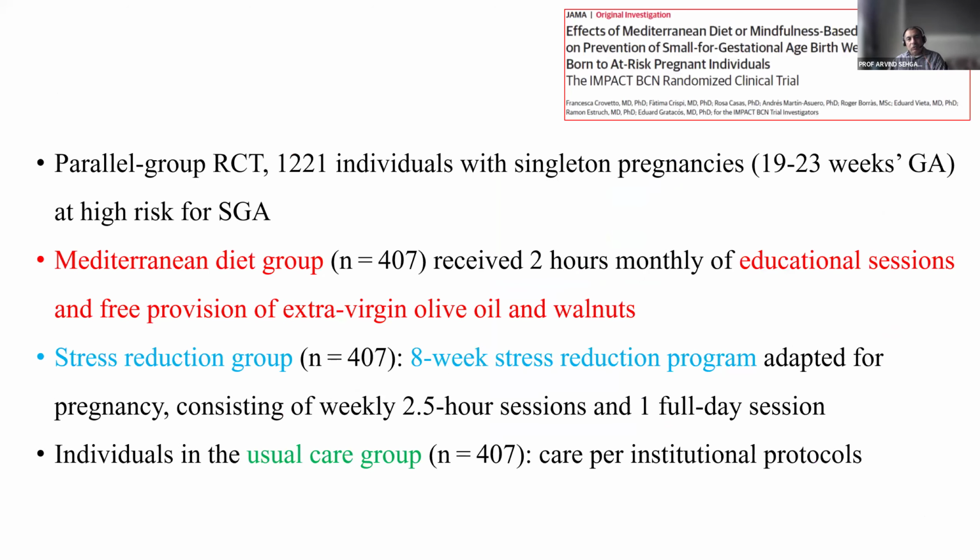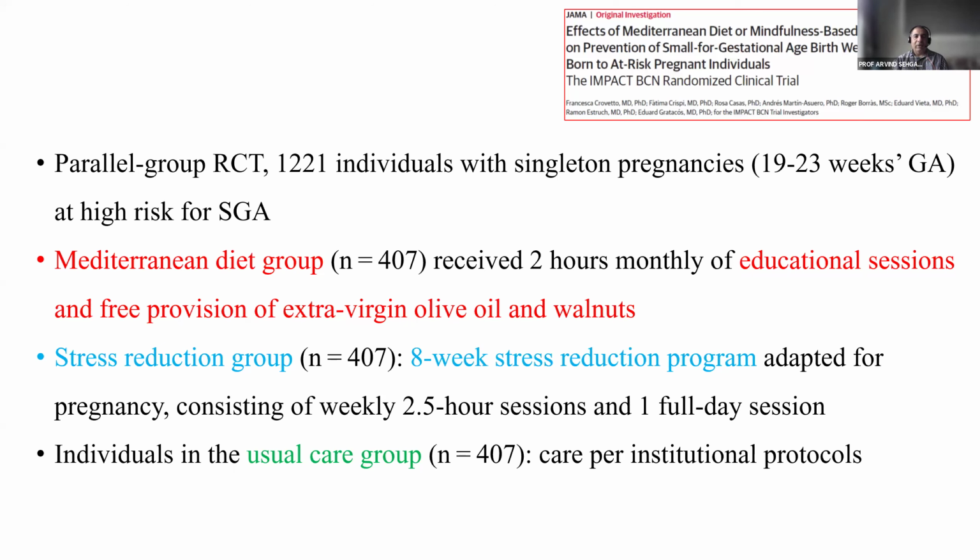I just want to spend the next couple of minutes, the last few slides, on this recent work which has come around from the Spanish collaborative group. And I think it is very, very important that people understand this. This is a parallel group RCT of 1,200 individuals, singleton pregnancies, at high risk of SGA. So they have given birth to a growth-restricted baby previously.